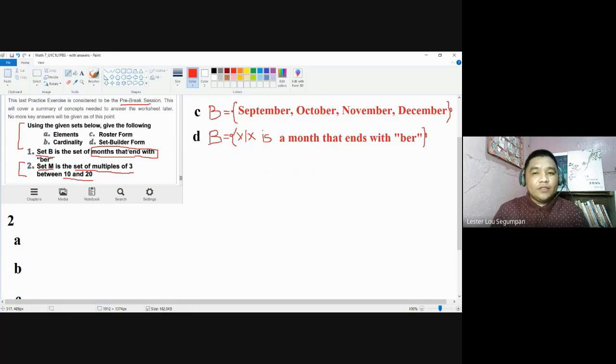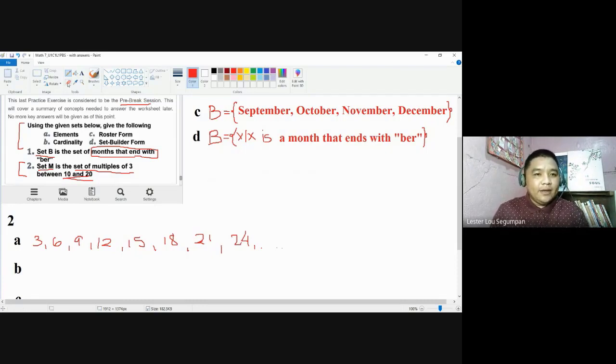and 20. So first, let's consider multiples of 3. We do have 3, 6, 9, 12, 15, 18. That's 18, sorry. 21, 24, so on and so forth. Because there are infinitely many numbers, definitely there are also infinitely many multiples of 3. But we do have a restriction here. Rather, the restriction is it should be between 10 and 20. Those multiples of 3 that are just between 10 and 20 are our elements for set M.